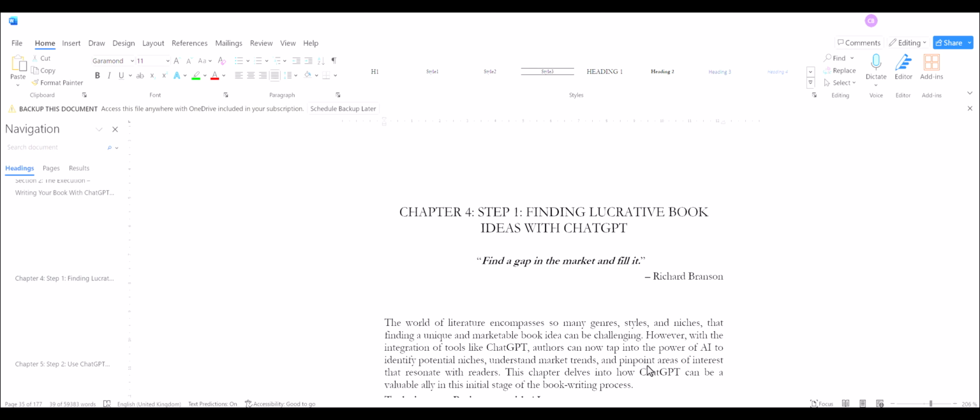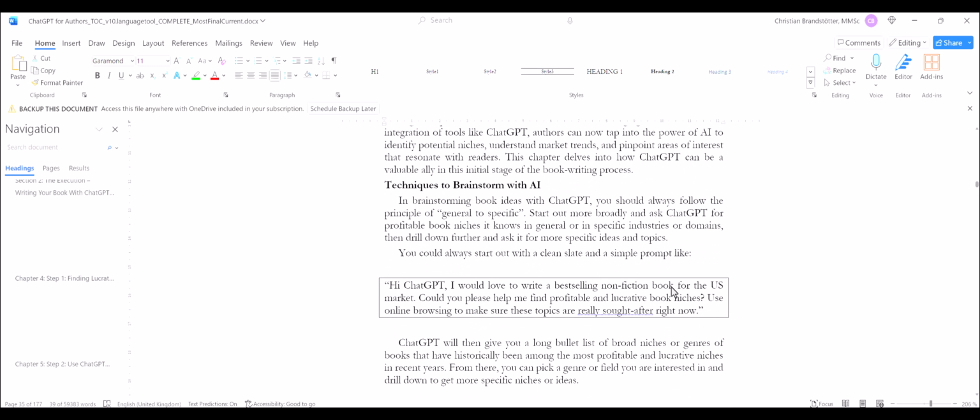So without further ado, I'm here in the chapter on finding lucrative book ideas, and I will use the prompt we have here. While using this prompt, because we want ChatGPT to give us a long list of topics or niches that are currently very popular, and also use the online browsing feature to really find the topics that, whenever you're using this at this current point in time, are very popular.